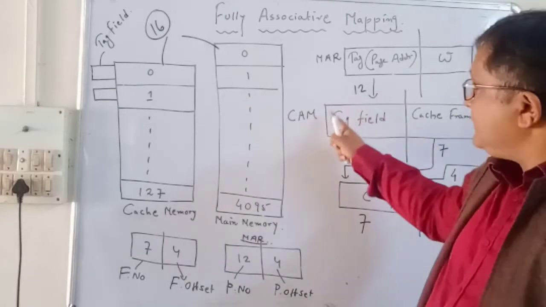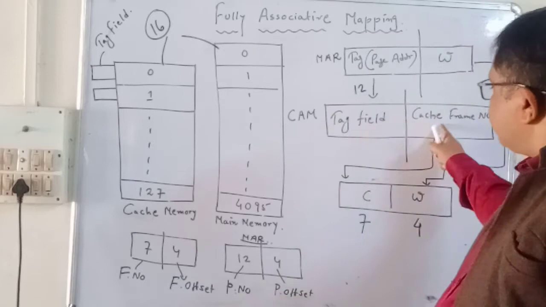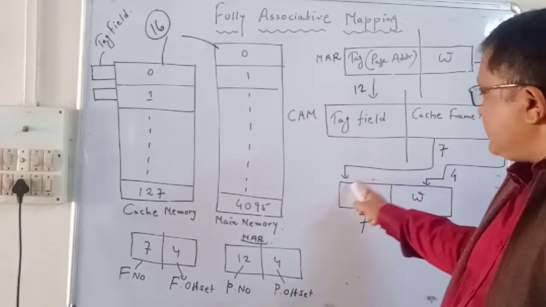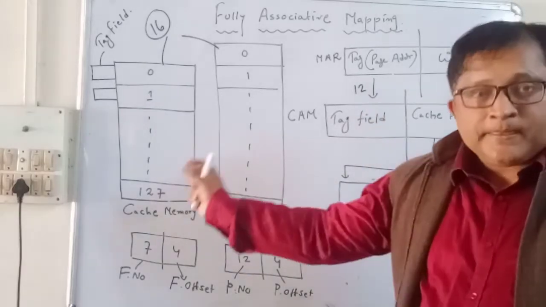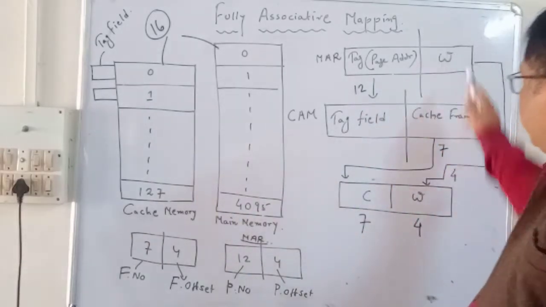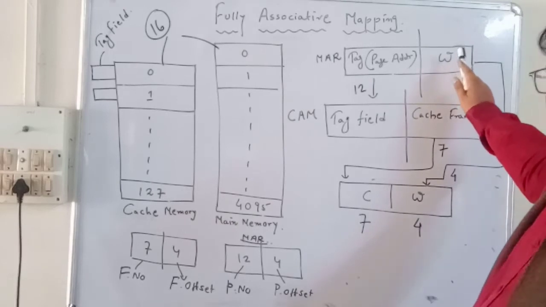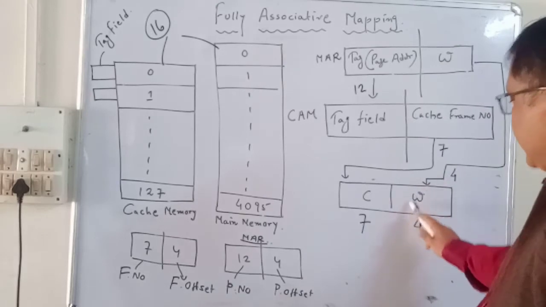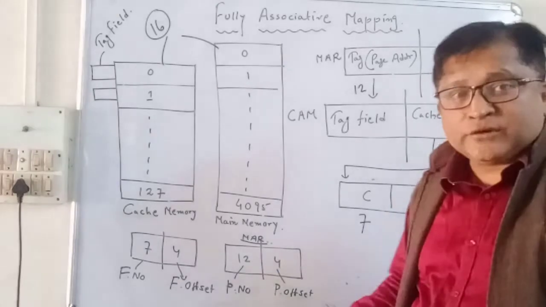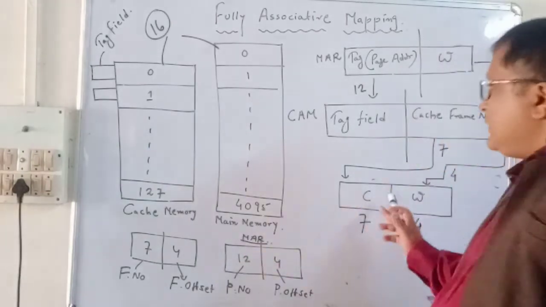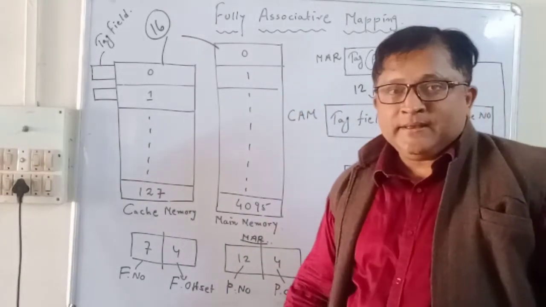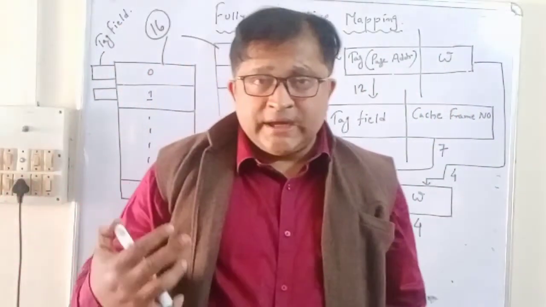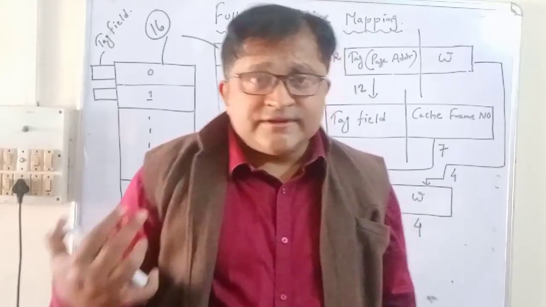Whenever we get that particular page number here in the CAM, the corresponding 7-bit frame number will be loaded into this register. This means in this particular cache frame, the particular page number is loaded, and the 4-bit page offset is taken from the memory address register. So in this particular 4-bit address location in the cache frame, that particular page is loaded. So this is the associative mapping, and this is a searching mechanism carried out in the associative memory.